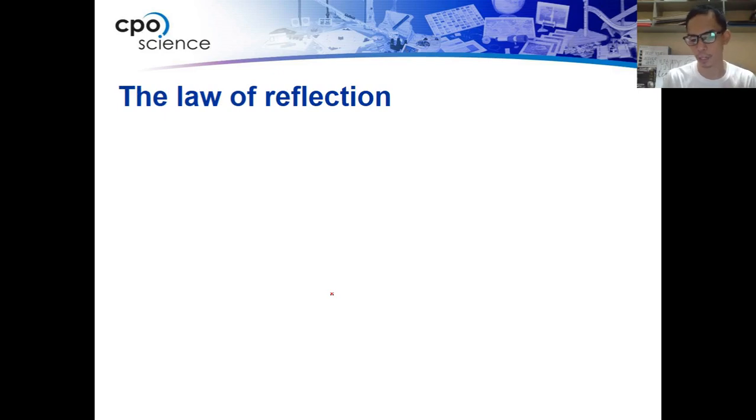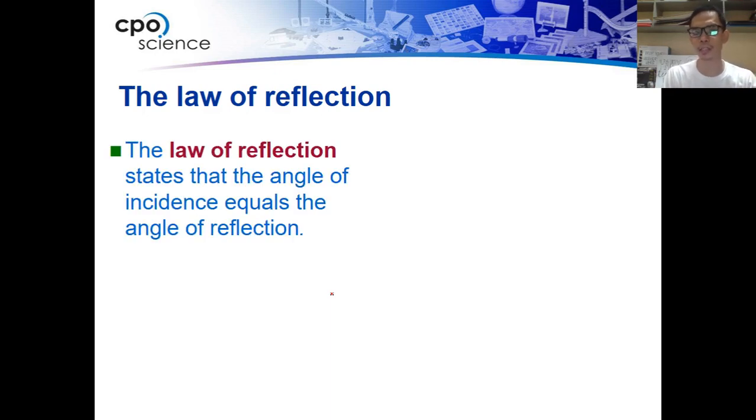Alright, the reflection process follows a certain rule. Here we have the law of reflection. Now, what does this rule tell us? It tells us that the angle of incidence, the incident ray, is equal to the angle of reflection.